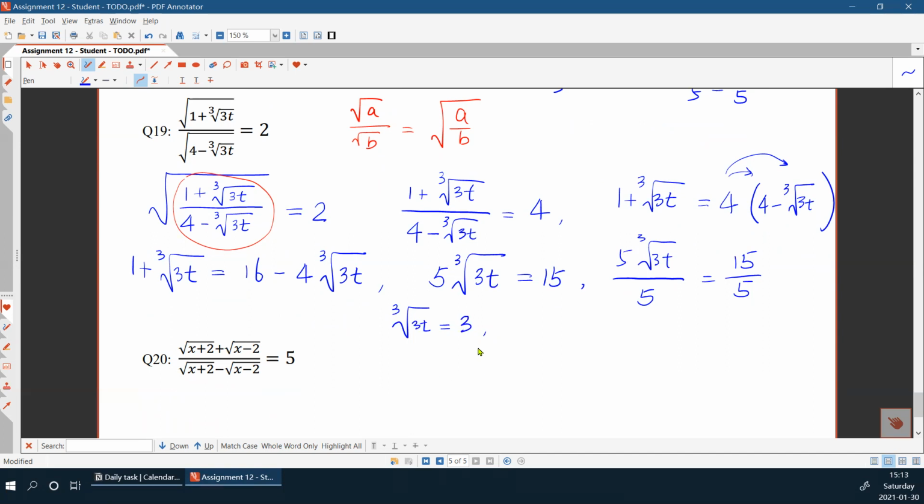Now you know that the cube root of something is 3. That means the thing under the cube root is 3 to the third power, which is 27. So 3t is 27, and t is 27 over 3, which is 9. Okay, this is our final solution.